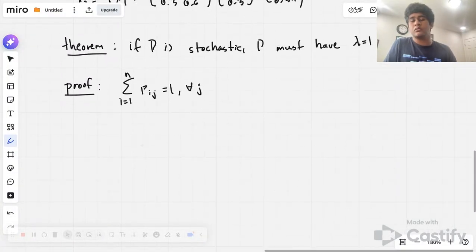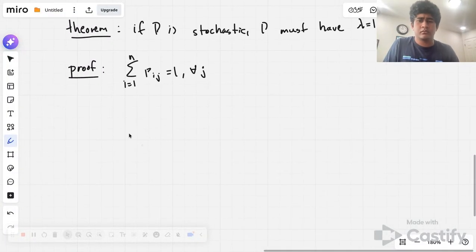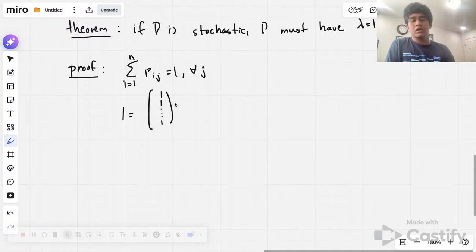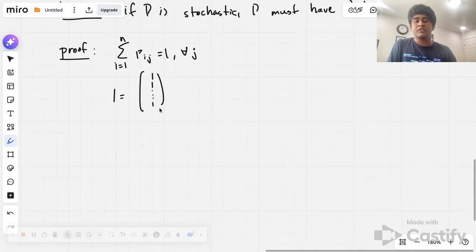So now let's write the vector 1, which you'll see why we're doing. So you just say 1 is a vector of just 1s. So we set up a vector of all 1s, and what we know is that the jth component of P transpose times the 1 vector is equal to the sum from i equals 1 to n of P sub ij, which we just established equals 1.